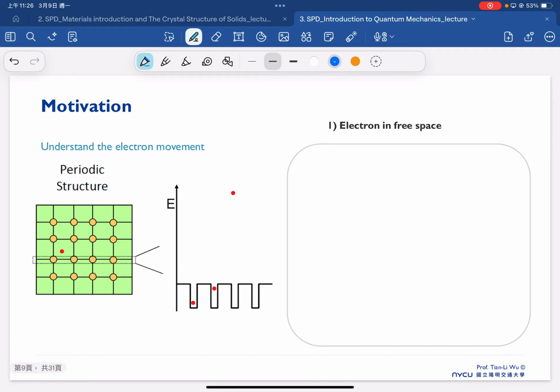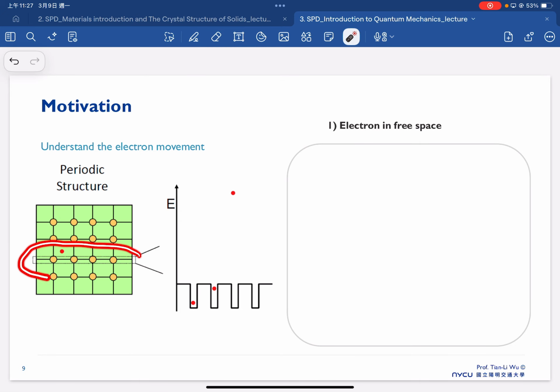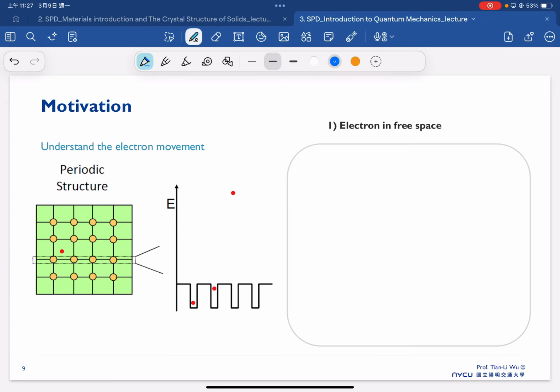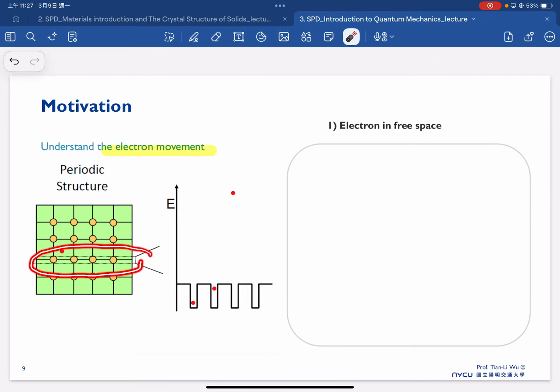So, as I said, when we consider electron movement in a semiconductor material, we can consider that as an electron moving in a periodic structure, like here. Therefore, the purpose of these studies is to understand the electron movement considering different cases, different potentials here.